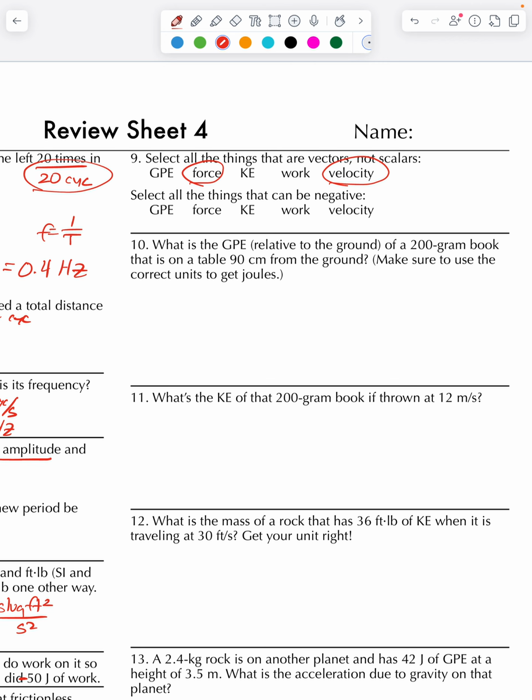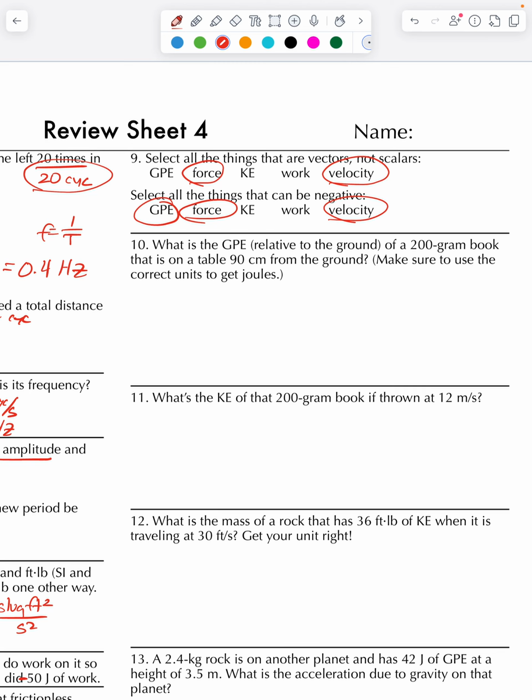But that doesn't mean some quantities that are scalars can't be negative. So the second part, circle all the things that could be negative. Well, we'll get to the vectors. Of course, vectors can be negative. That's just direction. KE cannot be negative because remember, it's 1/2 mv squared. And so if there was a direction, like in a negative direction, squaring it gets rid of the negative. But GPE can be negative because negative GPE just means the object is lower than whatever you said was your 0 of GPE.